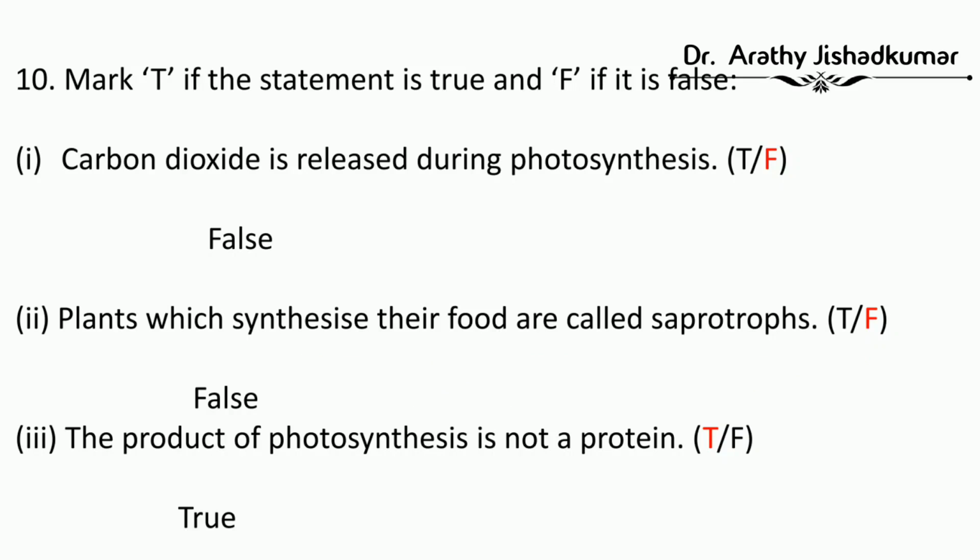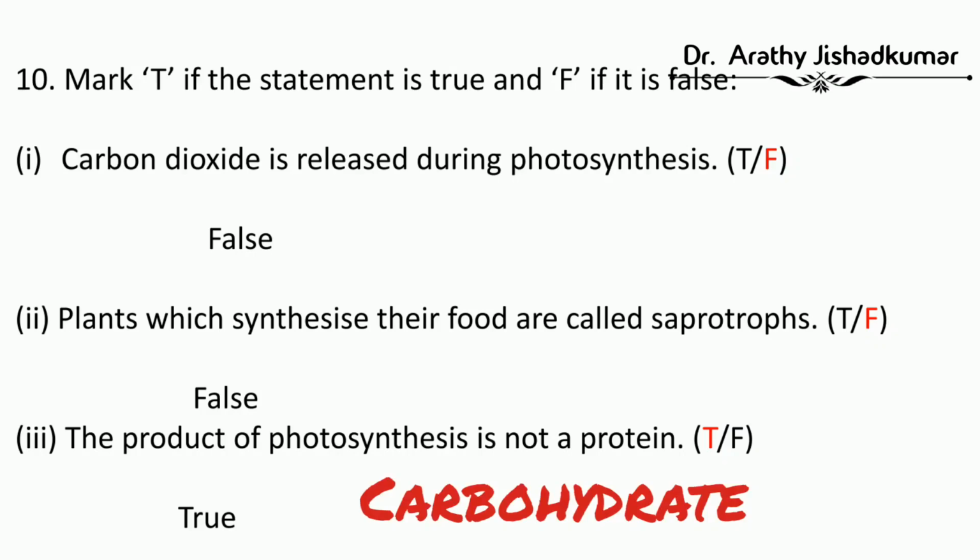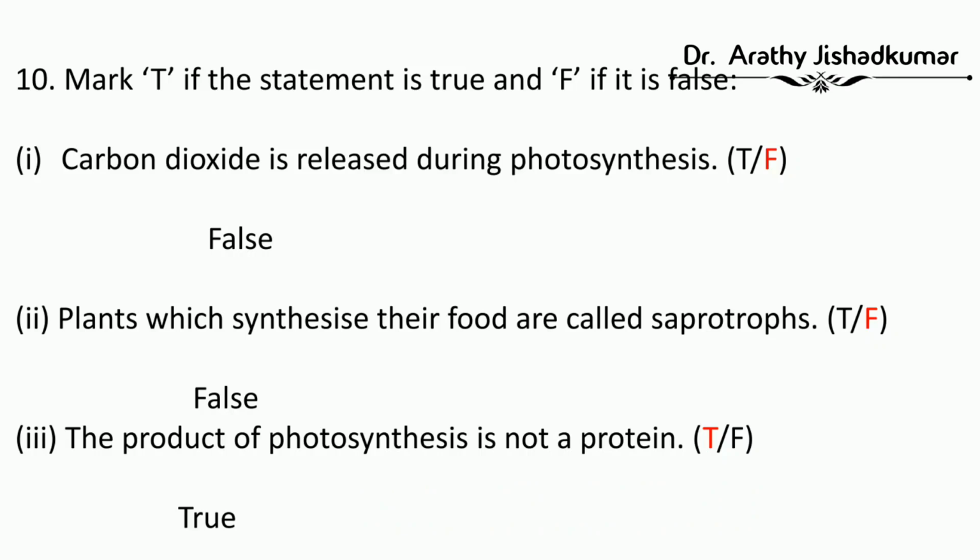The product of photosynthesis is not a protein. It's a true statement, right? The product of photosynthesis is carbohydrate. Even though protein is synthesized within the plant leaves, the product of photosynthesis is always carbohydrate, and they store it in the form of starch.